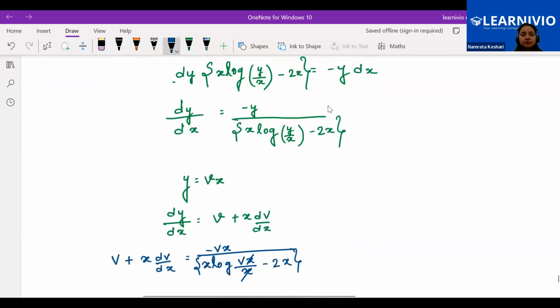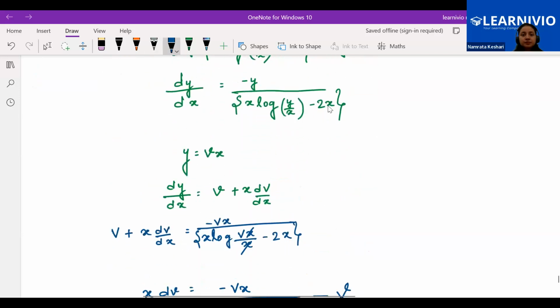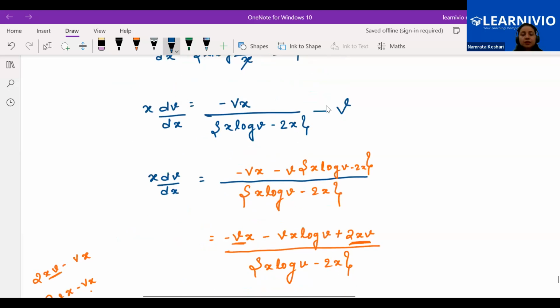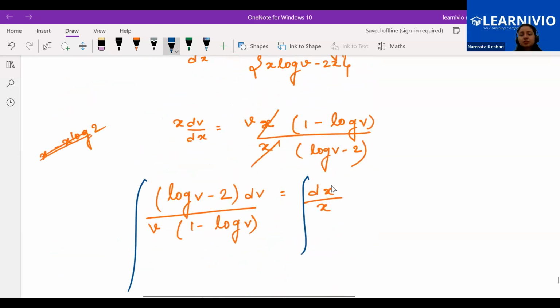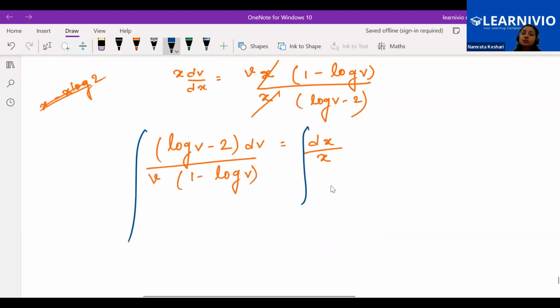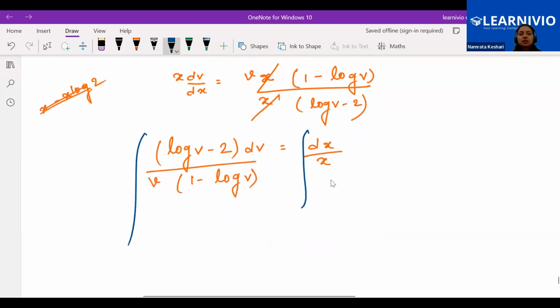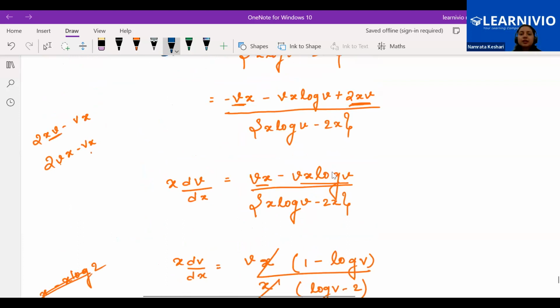Ma'am, for this type of question, how many marks will we get until the variable separable? Just before integration, this much if you do. And if the question is carrying 4 to 5 marks, obviously it will carry, because we still have to find the solution. So yeah, easily we will be getting 3 marks.